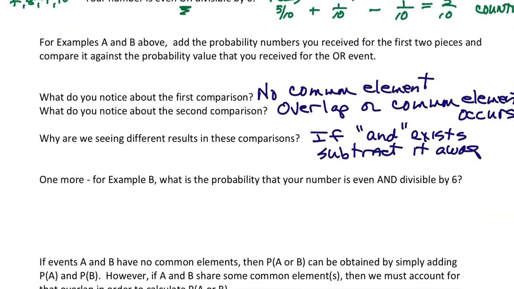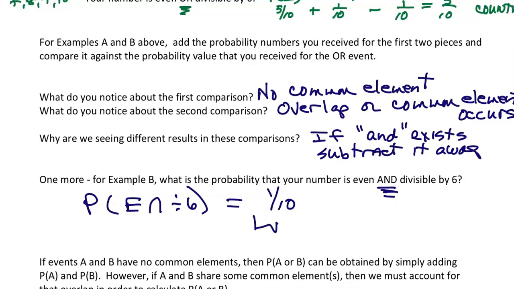Okay. For example B, what's the probability that your number is even and divisible by 6? So for that, it's an AND. So that's the probability of even and divisible by 6. That was the 1 out of 10 that we had to subtract away when we were trying to solve an OR problem. When we're trying to solve an AND problem, we're only going to tell that number.